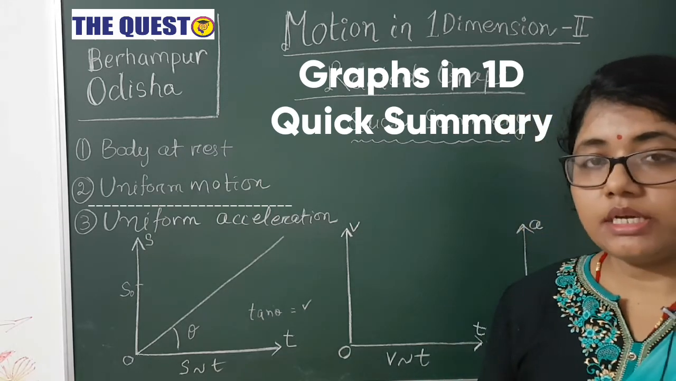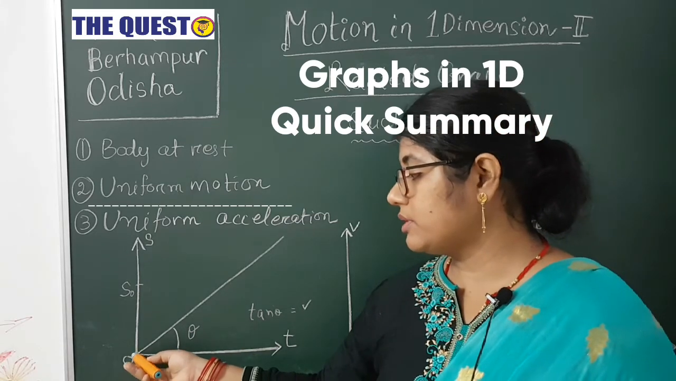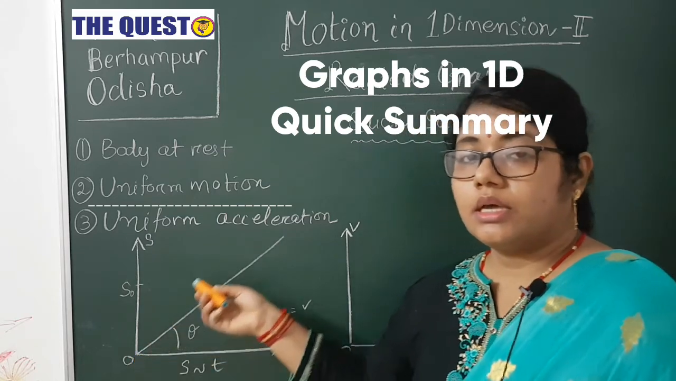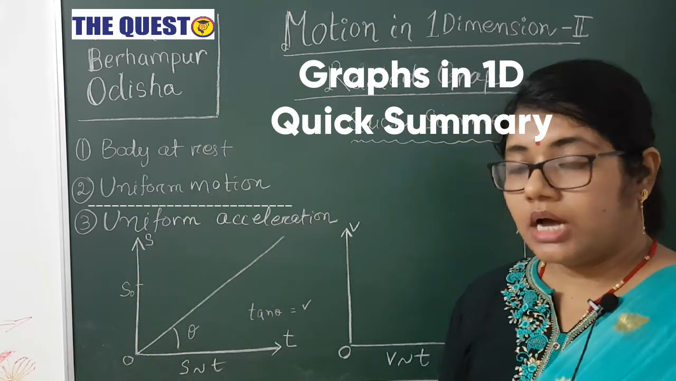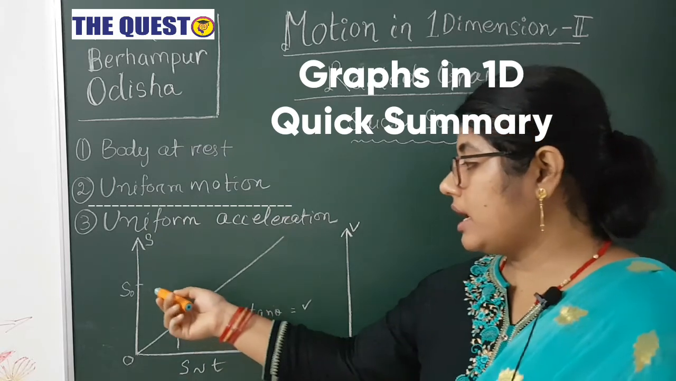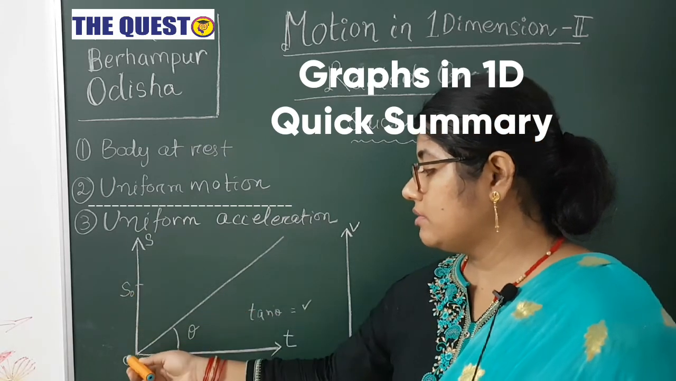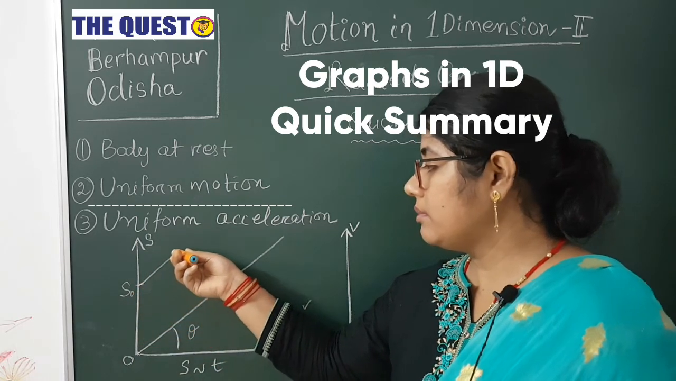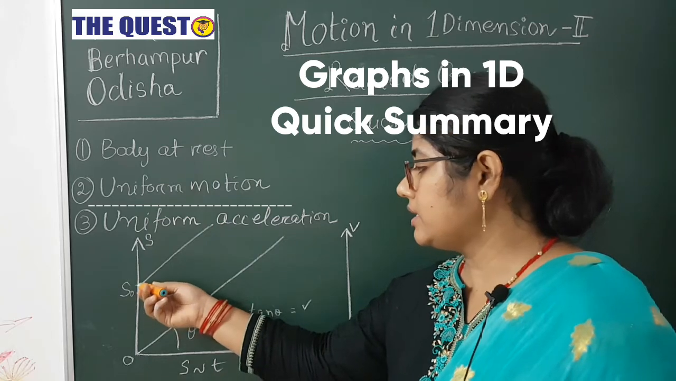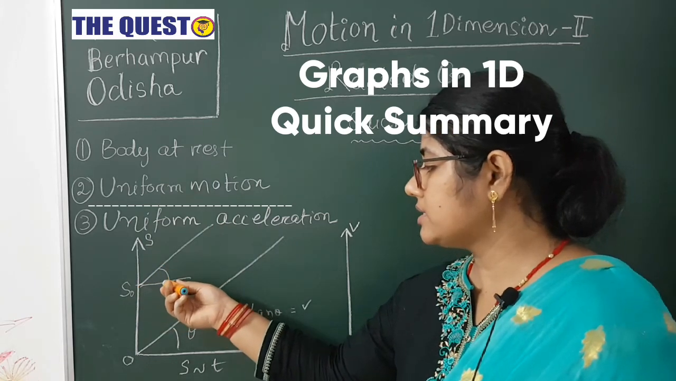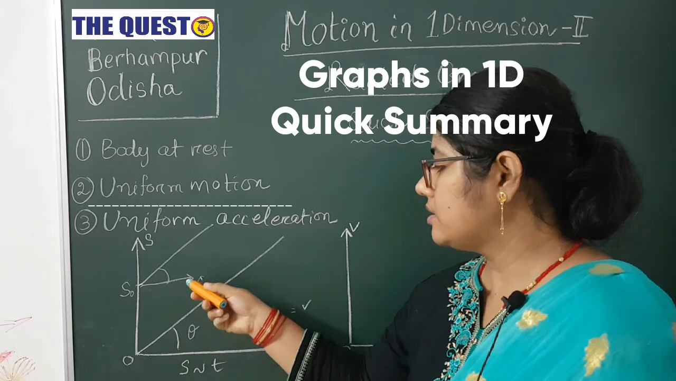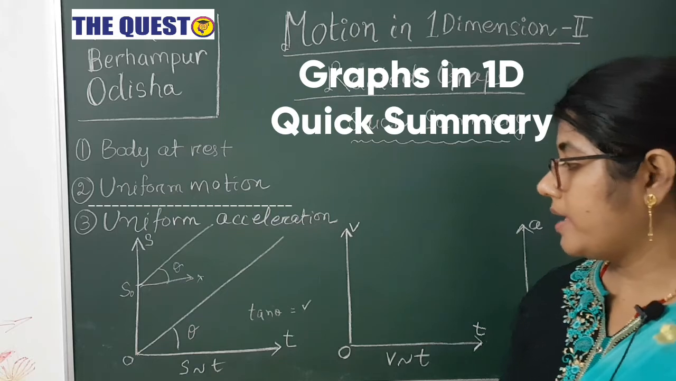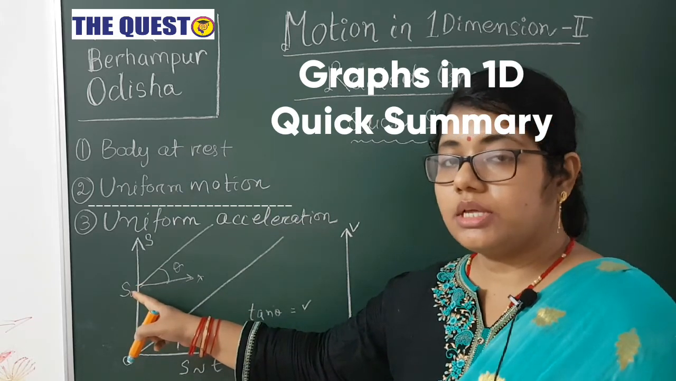If the initial displacement of the body is 0, that means it starts from the point of observation, then the graph will start from the origin. However, if it is at some distance s0 from the origin, then it will be the same straight line making angle theta with the x-axis, but starting from the position s0.